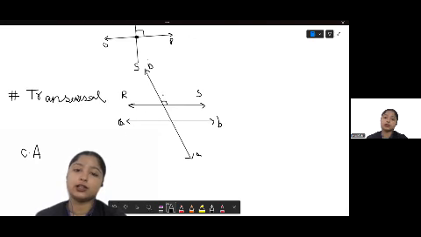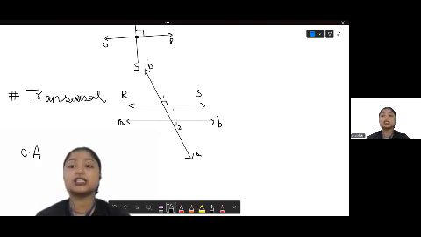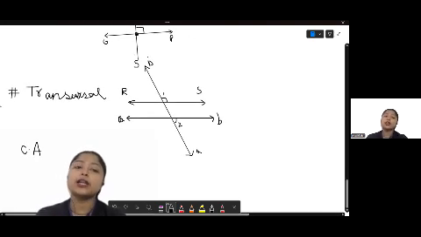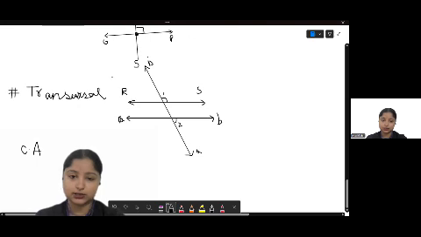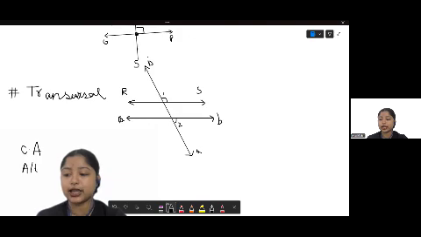Let's name it. This is angle A and this is angle B. They have the same relative position. What I mean to say is they both are exterior angles, the angles that are towards the outside. So angle 1 and angle 2 are the corresponding angles. Next is the alternate interior angle. What is an alternate interior angle?